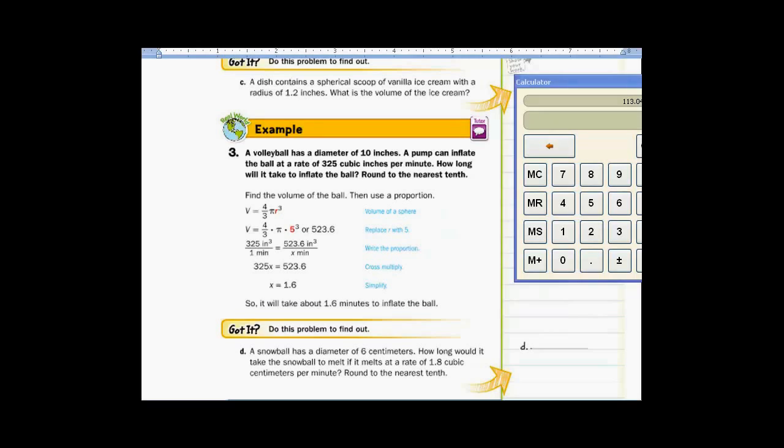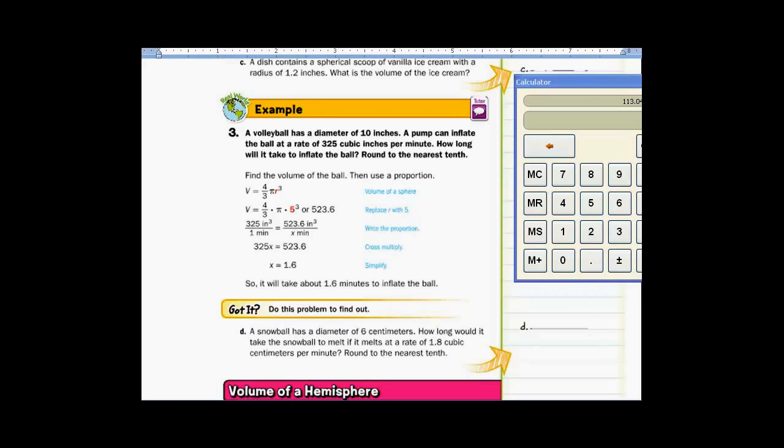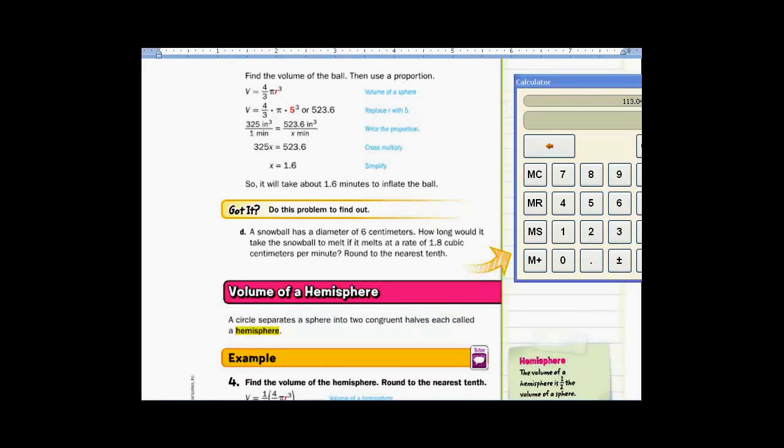Okay, and with that, I'm going to just show you the next one, and we're going to be done, because once you see the next one, you'll be like, oh, okay, I got it. I don't need to do 15 examples on that one. It just talks about volume of a hemisphere.